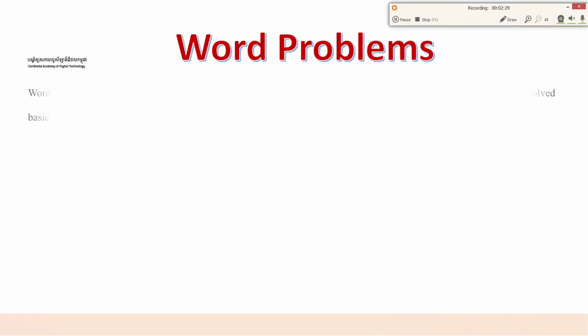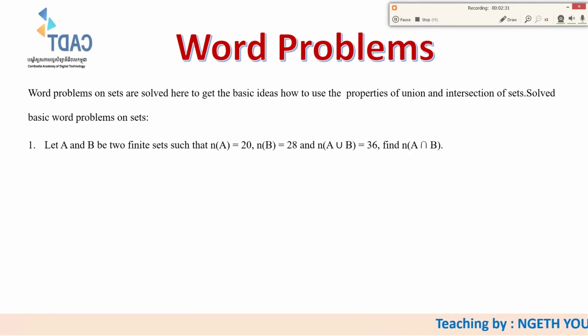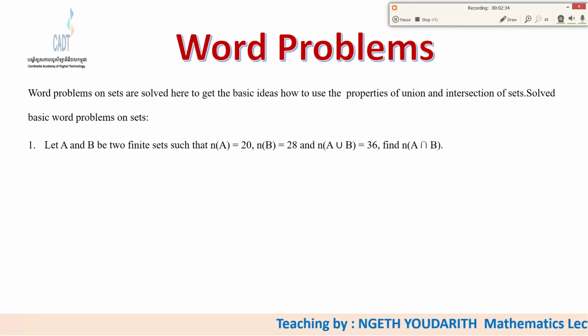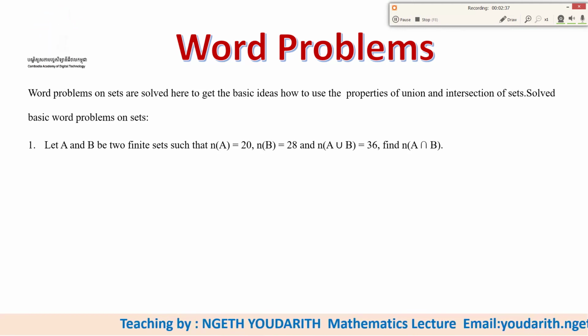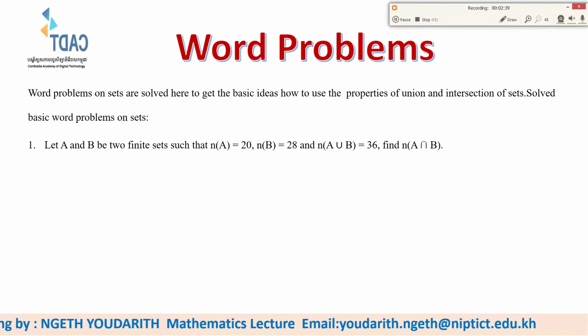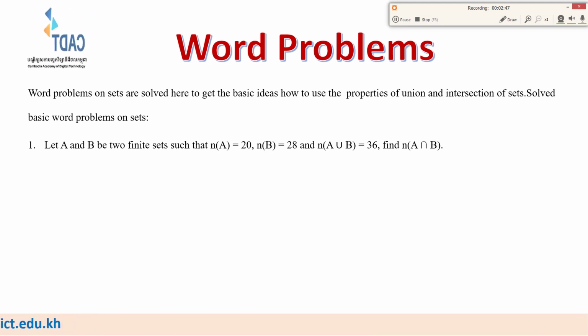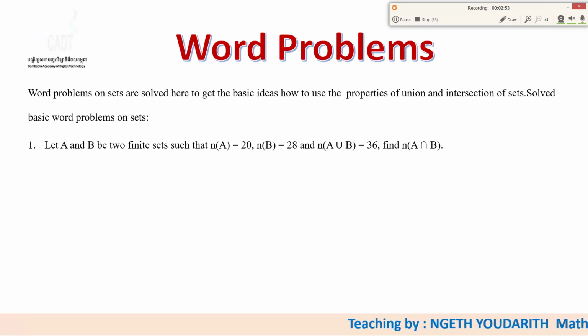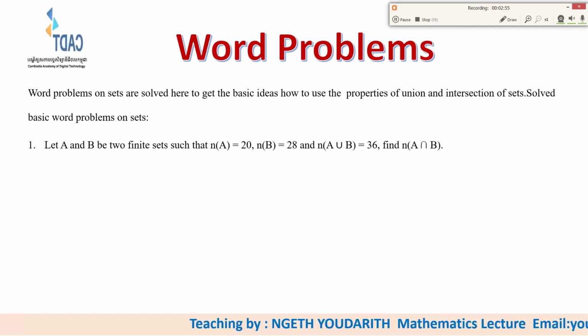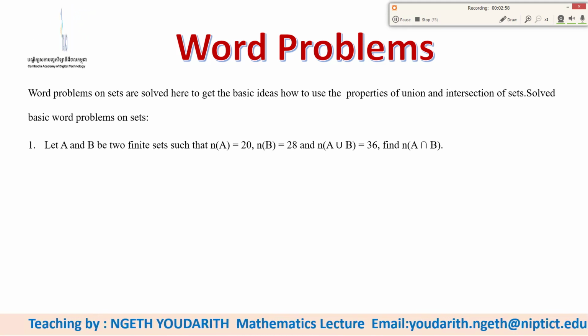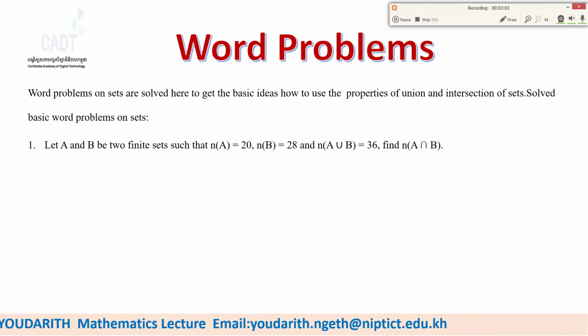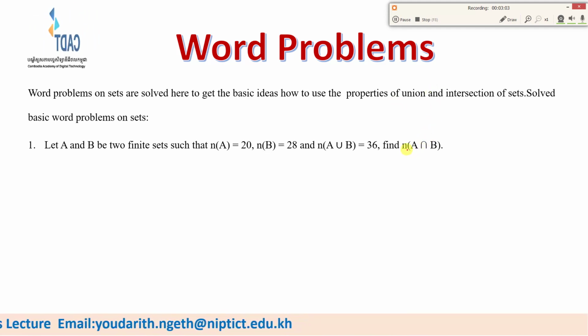Now we go to the first example. Let A and B be two finite sets such that the cardinality of A is equal to 20, the cardinality of B is equal to 28, and the cardinality of A union B is equal to 36. We want to find the cardinality of A intersection B.